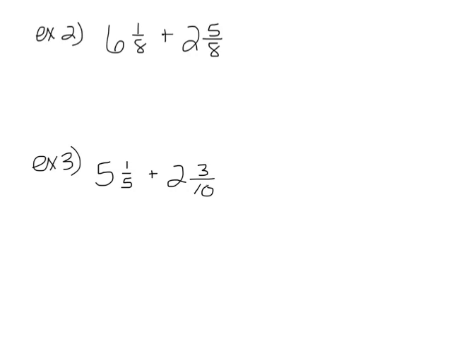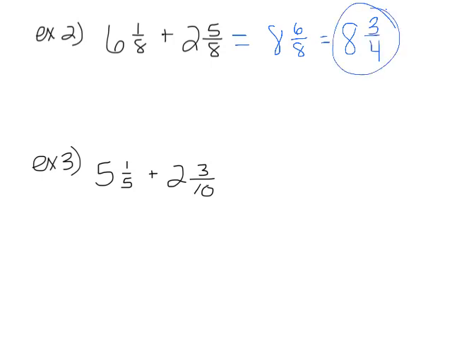Go ahead and pause the video, and I want you to try these two on your own. So for our first one, I'm just going to add my whole numbers. So I have 8, and then add my numerators, 6/8. And when I simplify that, I'm going to get 8 3/4.